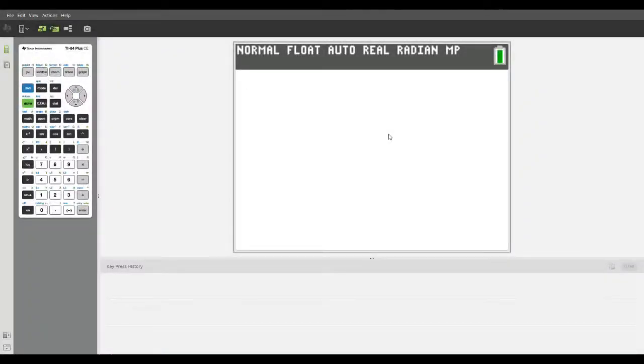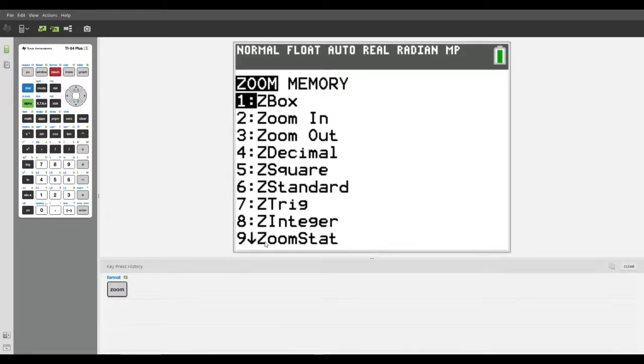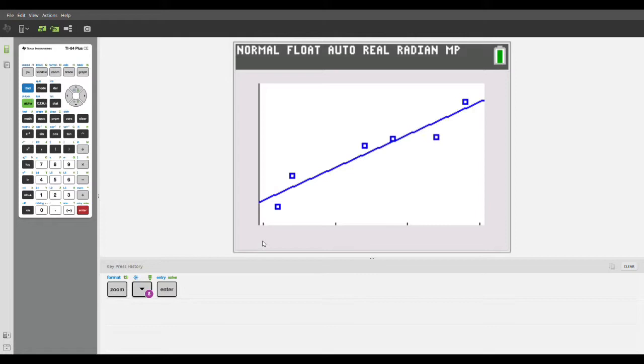To see the regression equation on our scatter plot, after you run your linreg t-test, you need to go to zoom and go down to zoom stat. Select enter, and you should have those 6 points still on there, and then that regression line should be graphed.